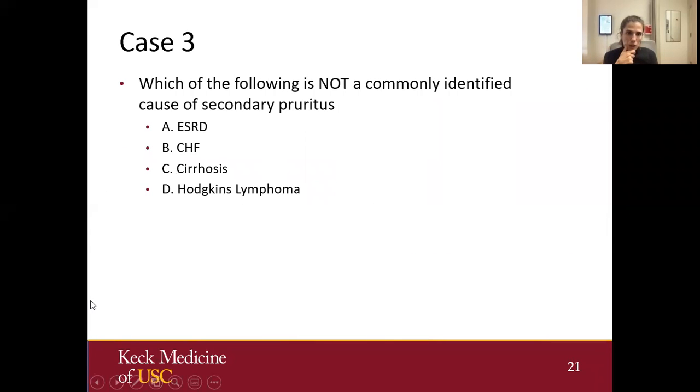Thank you so much. So, question: which of the following is not commonly identified as a cause of secondary pruritus? Meaning we think as dermatologists of primary pruritus related to a skin condition, so it's not eczema, it's not psoriasis, it's not scabies, but it's secondary pruritus on the skin secondary to something underlying. Which of these is not a commonly identified cause? Is it ESRD, CHF, cirrhosis, or Hodgkin's lymphoma?